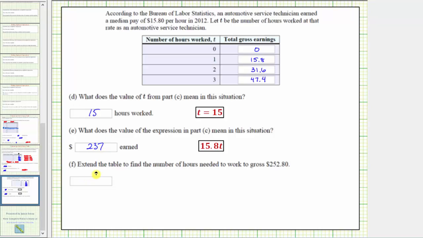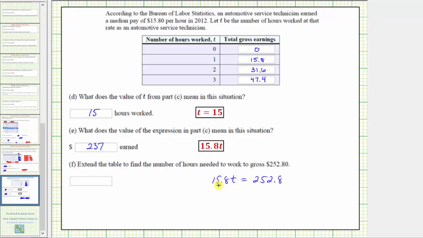And then finally for Part F, we're asked to extend the table to find the number of hours needed to work to gross $252.80. However, instead of using the table, let's use this expression here to determine the number of hours that the technician must work to earn $252.80. If we set the expression 15.8 T, which gives us the total gross earnings, equal to 252.8, we can now solve the equation for T to answer the question.